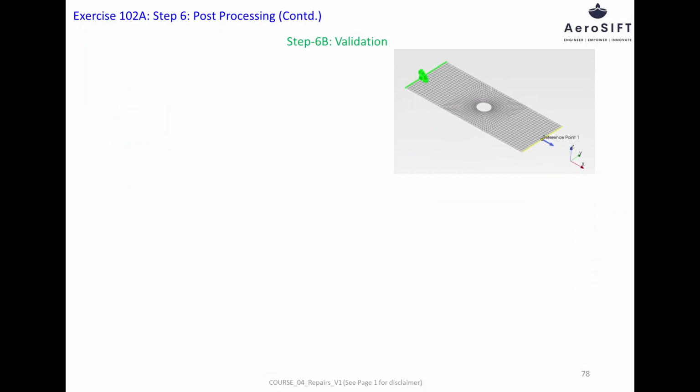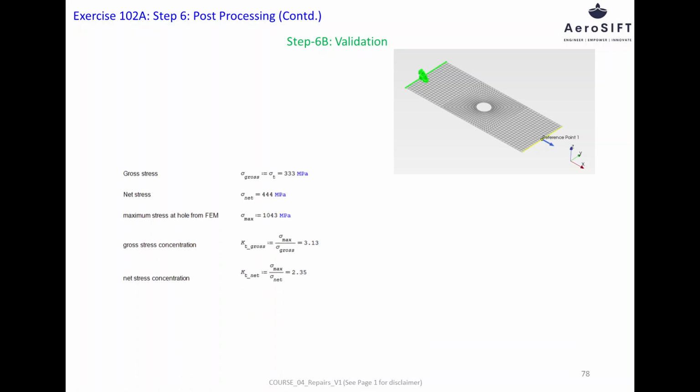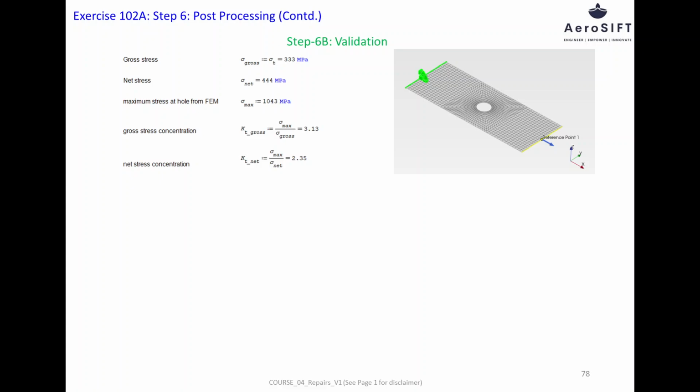In this final part of Step 6, we move on to validation of the FE results by comparing them with analytical data from different references. The gross stress based on the total cross-sectional area is calculated as 333 megapascals, while the net stress, which accounts for the reduced area due to the hole, is 444 megapascals.